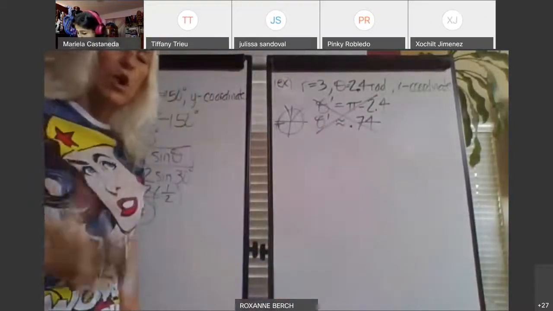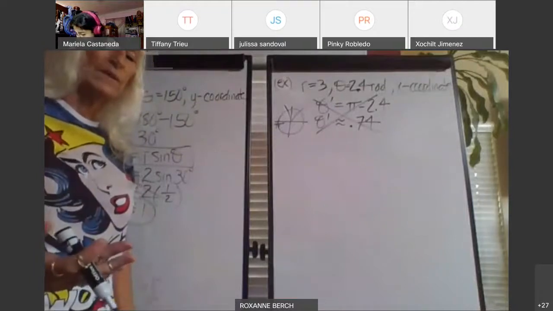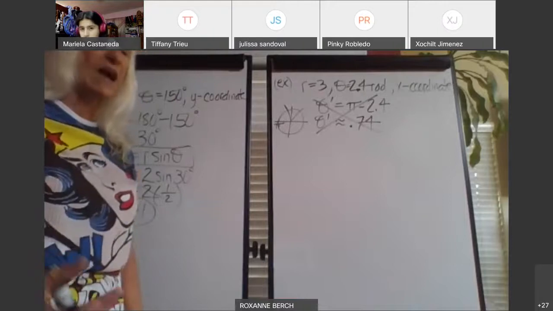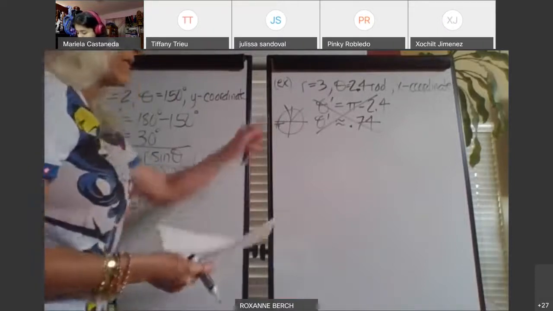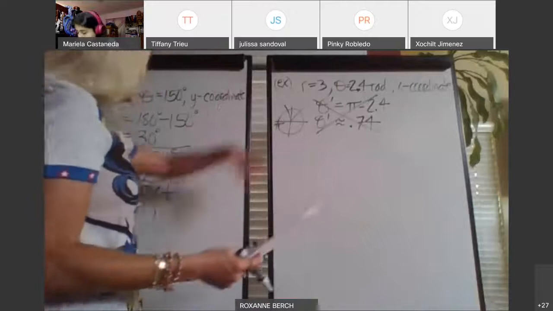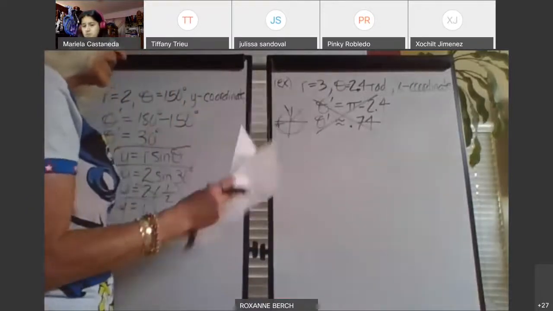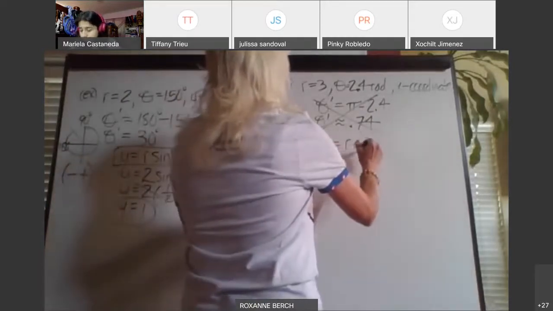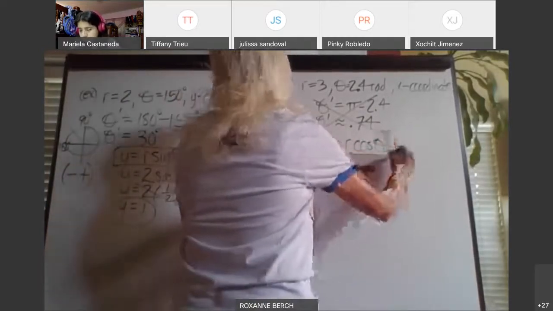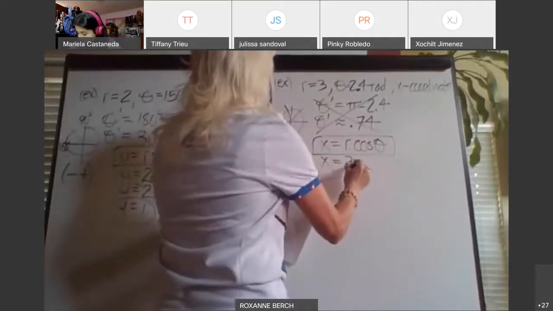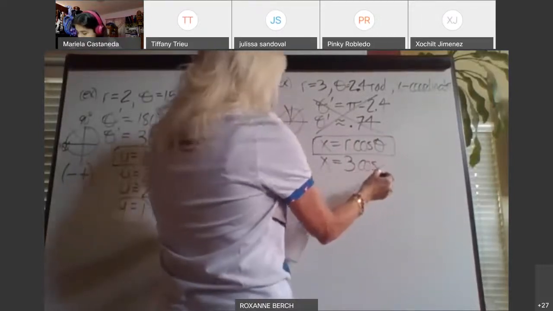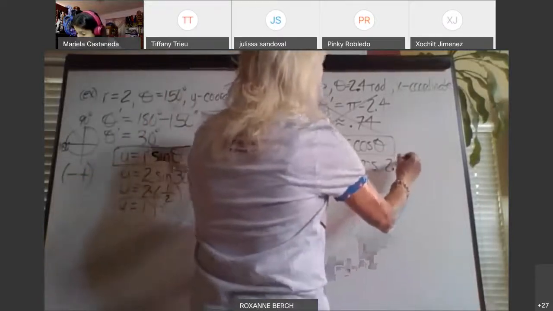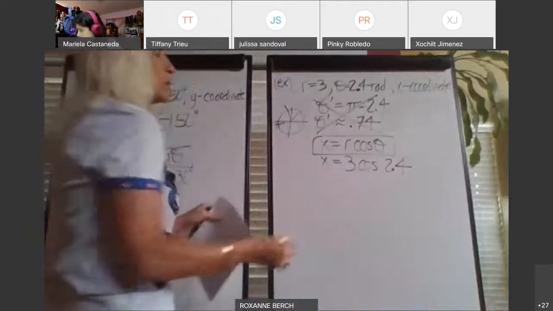So the reference angles are only helping us out if we know about them. So 30 degrees, pi over 6, 45 degrees, pi over 4, 60 degrees, pi over 3. But we don't know anything about 7/10 of a radian. So that's out. And that tells us we need to use a calculator. So x is equal to r cosine theta. So x is equal to 3 cosine of, what was it, 2.4? And you must use a calculator.